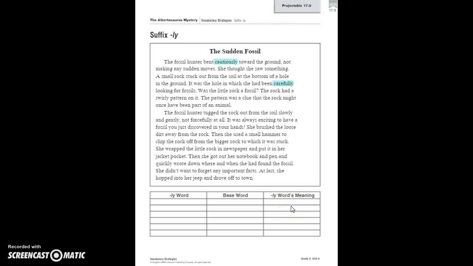See if you can find the other ly words. There are 1, 2, 3, 4 more. Pause the video. Did you find them all? Good job.